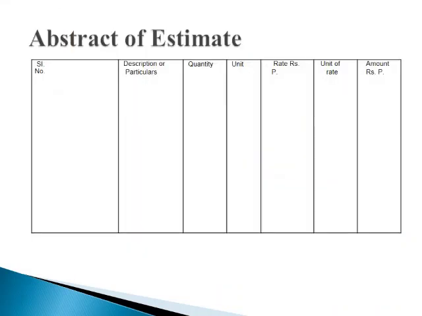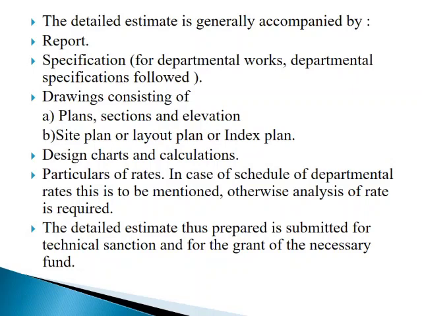This is the abstract sheet we can see on your screen. First are the numbers, then the description of particulars, such as column, beam, etc. We have already found the quantity in the measurement sheet, and then the units, such as 2 units, 4 units, 6 units, etc. Then the rate per unit. Then we calculate the amount for all particulars or materials, and the total amount is our estimated cost.